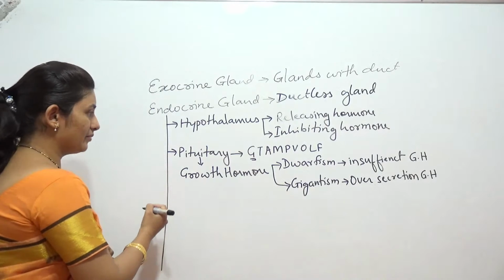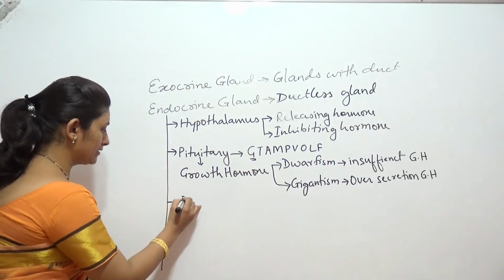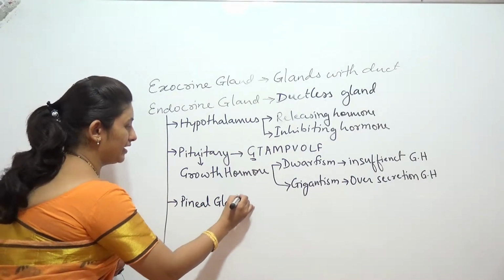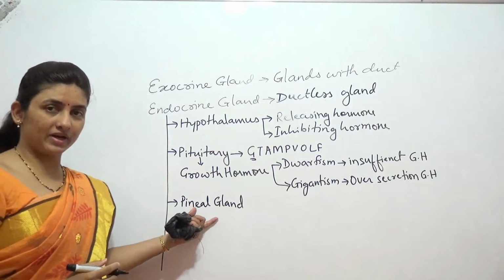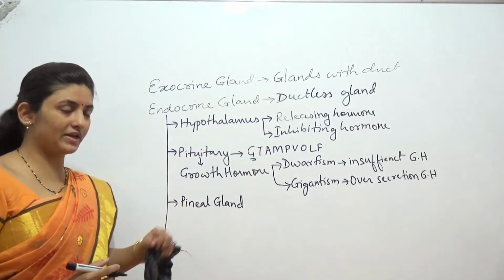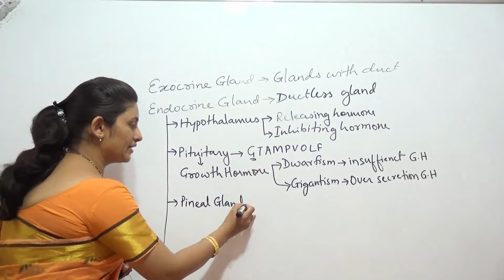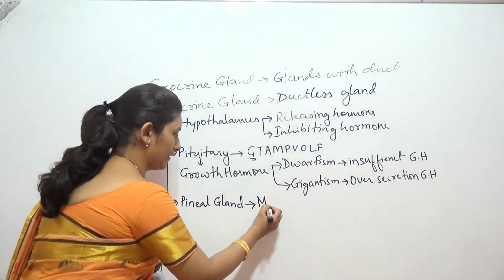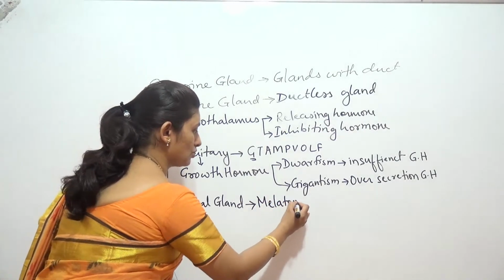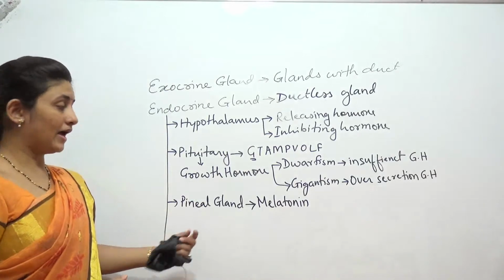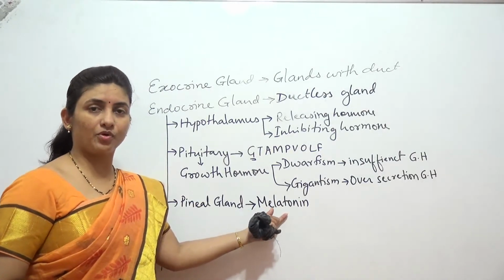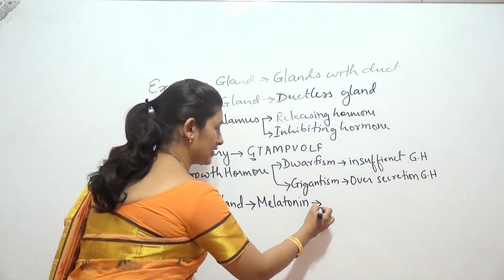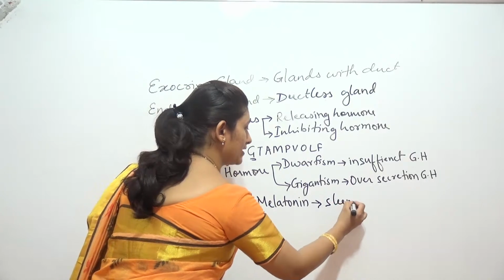Next, we came across the pineal gland, which is located in the brain itself, almost in the middle of the brain. This pineal gland secretes the hormone called melatonin. This hormone's function in the body is that it regulates the sleep-wake cycle.